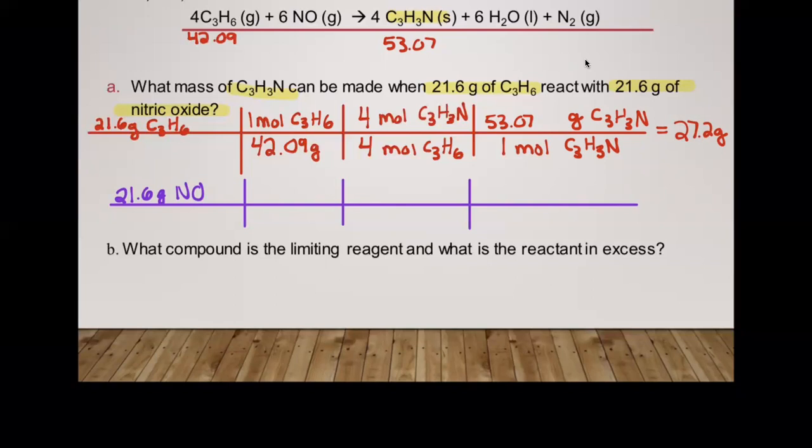So again, we need our molar mass. 1 oxygen plus 1 nitrogen is going to be 30.01. We need to get to moles, so that way we can use our mole-to-mole ratio. In this case, it's for every 6 moles of NO, we have 4 moles still of our product. And then because we're solving for the same thing, our last steps will look the same.